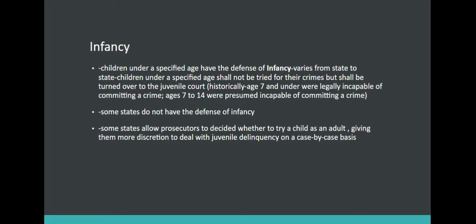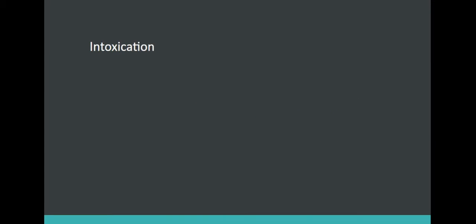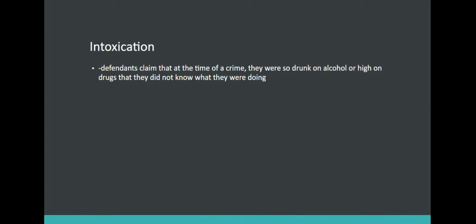Okay. Now let's talk about adults. All right. Infancy is kind of easy to understand for kids. Let's talk about adults. All right. Let's talk about intoxication. All right. Now with intoxication, the defendant claims that at the time of the crime, they were so drunk on alcohol or high on drugs that they did not know what they were doing.